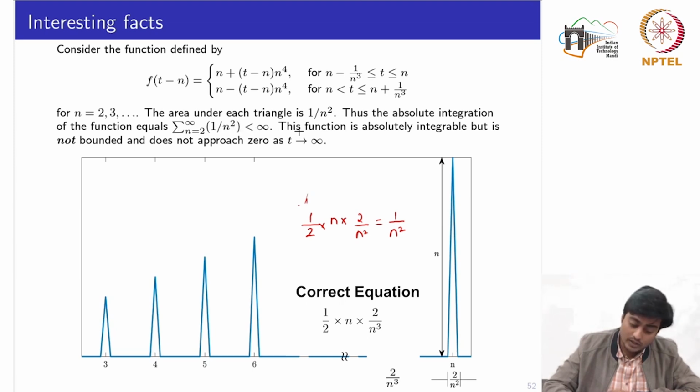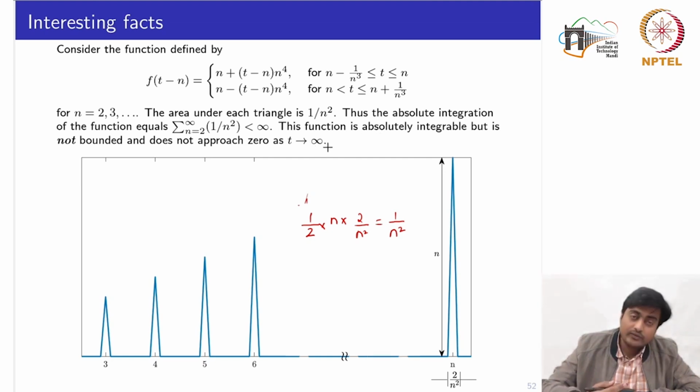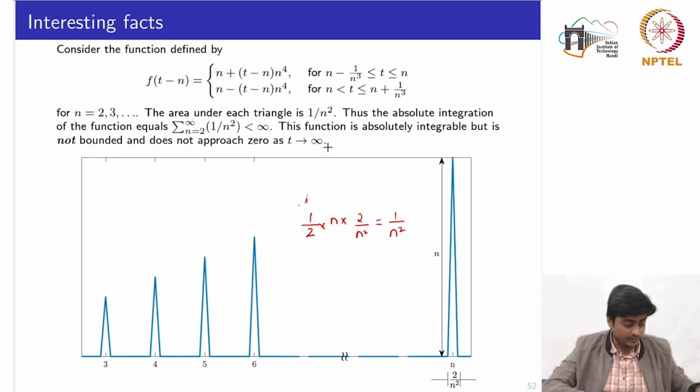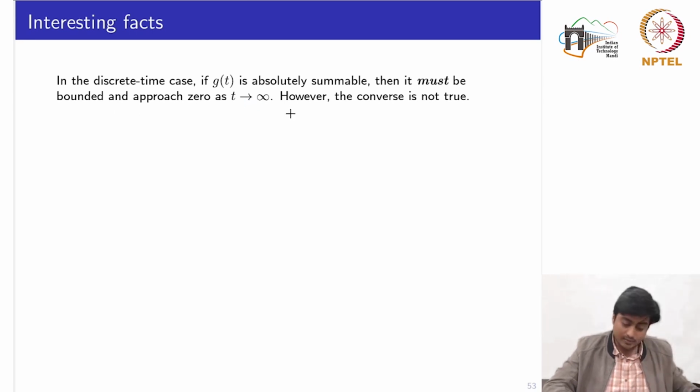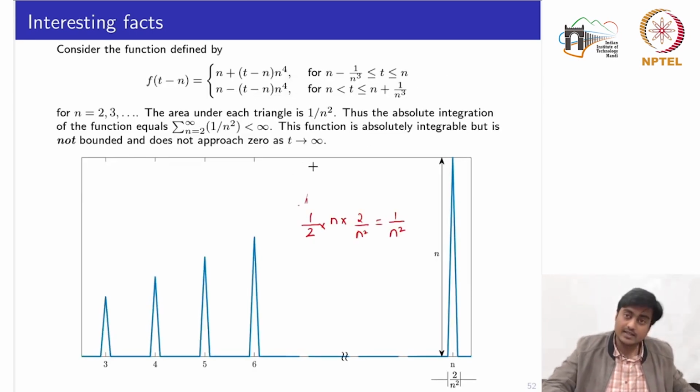This would approach 0. So this function we know is absolutely integrable, but is not bounded and does not approach 0 as t tends to infinity. If we look at the discrete time domain, if g of t, or the signal, is absolutely summable, then it must be bounded and approach 0 as t tends to infinity, which is a counter statement to this one, where the signal is absolutely integrable but not bounded.